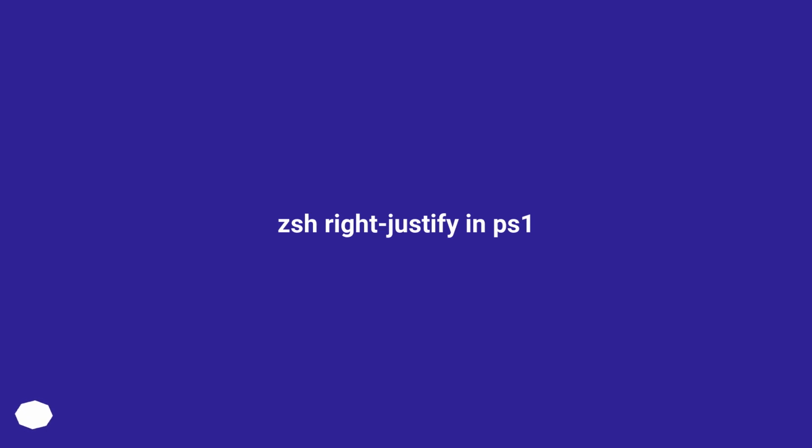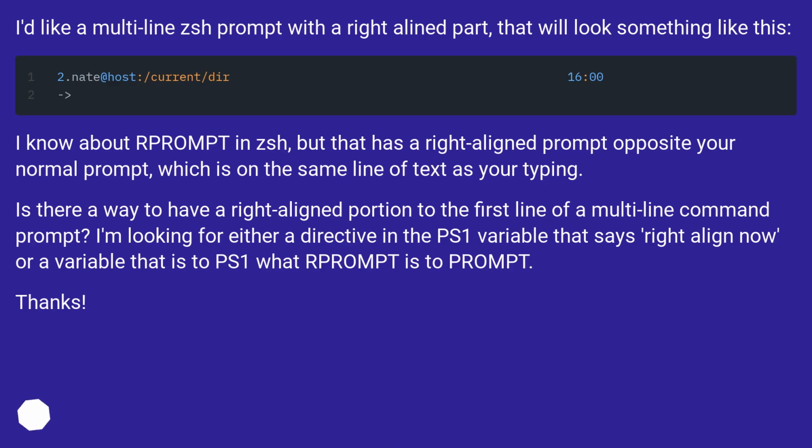ZSH right justify in PS1. I'd like a multi-line ZSH prompt with a right-aligned part that will look something like this. I know about RPROMPT in ZSH, but that is a right-aligned prompt opposite your normal prompt, which is on the same line of text as you're typing. Is there a way to have a right-aligned portion to the first line of a multi-line command prompt?